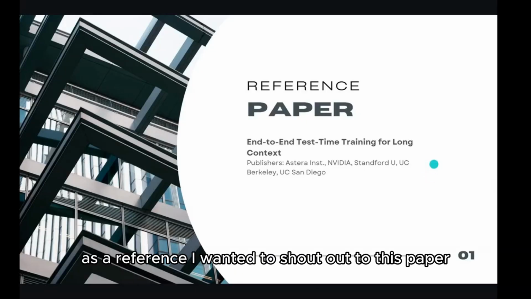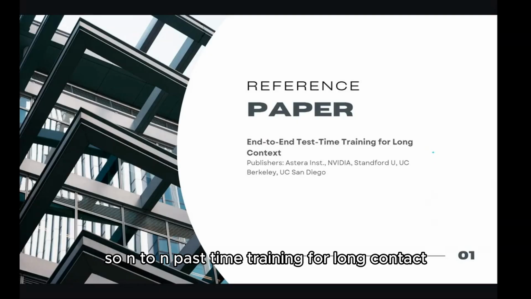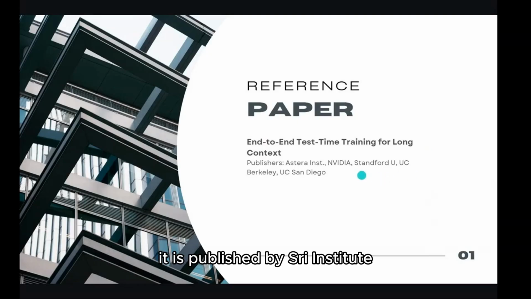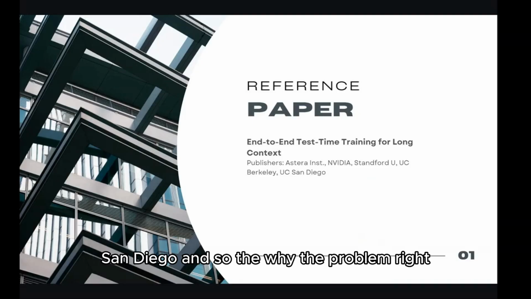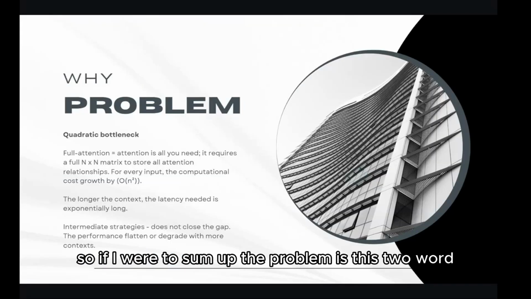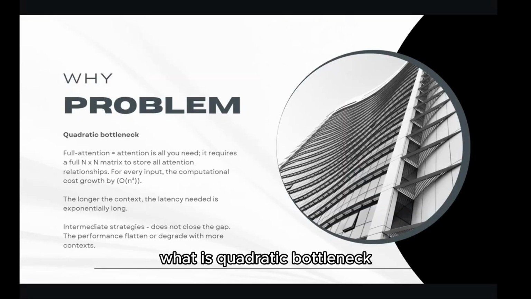As a reference, I wanted to shout out to this paper, End-to-End Test-Time Training for Long Context. It is published by Astera Institute and also big names such as NVIDIA, Stanford, Berkeley, and San Diego. So, the why, the problem, right? If I were to sum up the problem itself, it's two words: the quadratic bottleneck. What is the quadratic bottleneck?